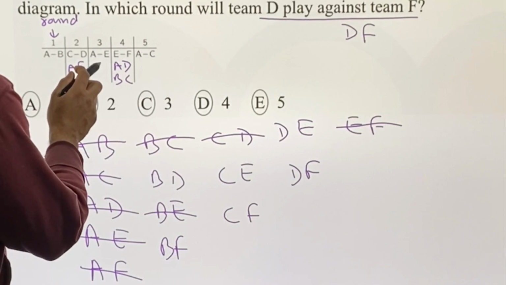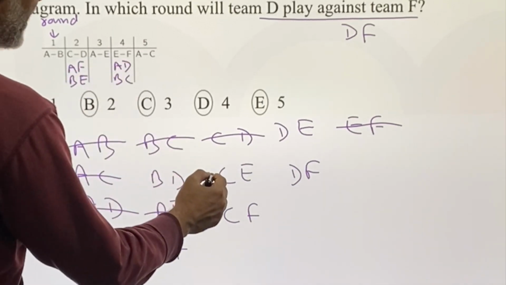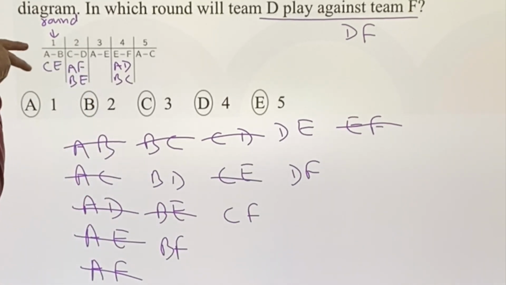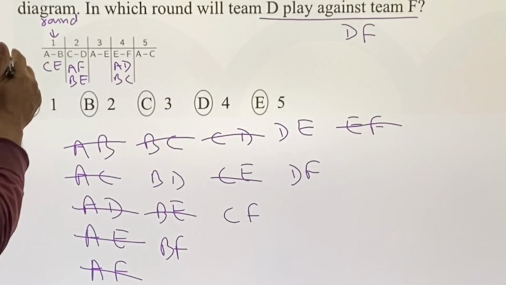E is already playing here. C is already playing here. That means CE must be here. Okay. We know 2 games. We can figure out the other one now.